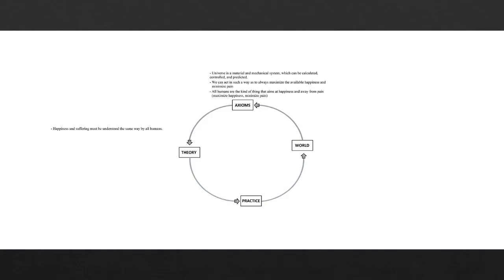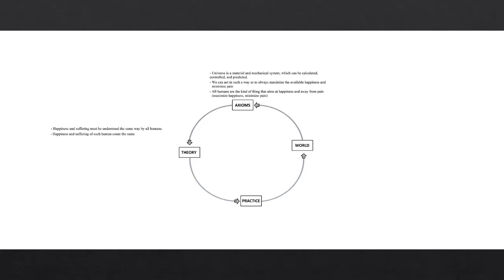All right, back to the theory. If all happiness and suffering must be understood the same way by all humans, then happiness and suffering of each human count the same. Therefore, when aiming to maximize happiness and minimize pain, we must account for all the happiness and pain that the action produces. That is, we can't give any person, including ourselves, a privileged position when looking at the results.